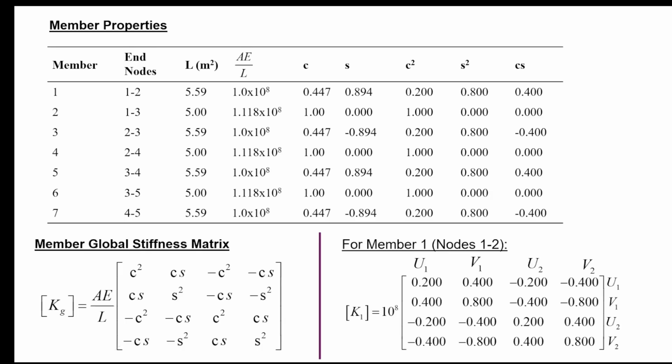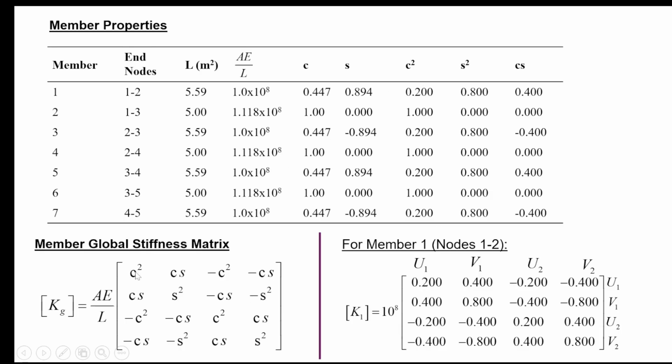Note that for member 1, the end nodes are 1 and 2. That is why we have U1 V1 and then U2 V2. U1 V1 represent displacement at node 1, the horizontal and the vertical. And U2 V2 represent displacement at node 2, the horizontal and the vertical. So having known that, we now pick values from this table to fill this matrix.